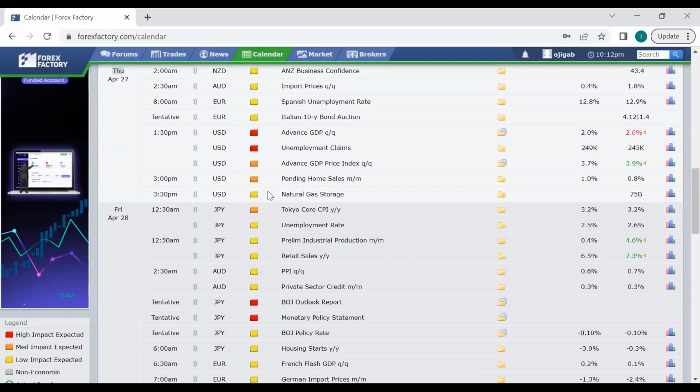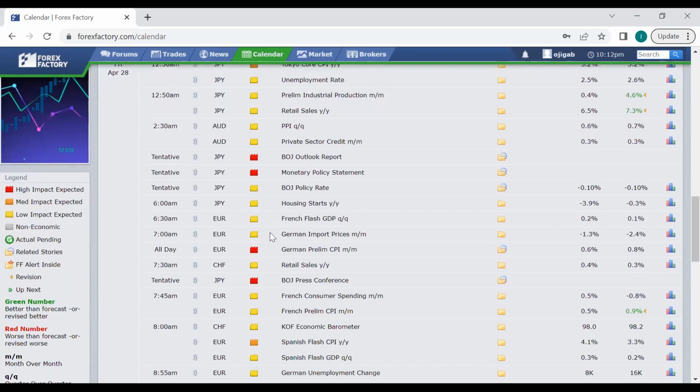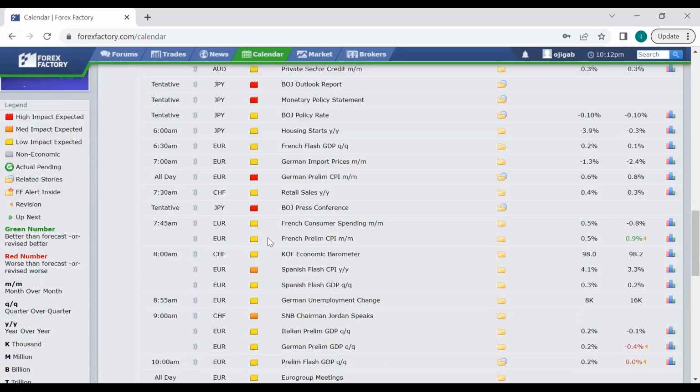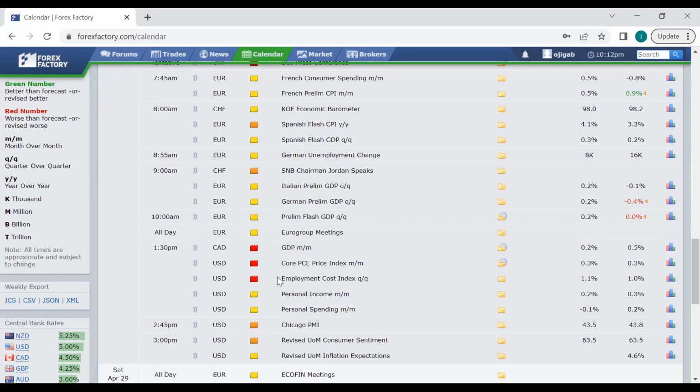And on Friday, pretty much clear news except for news that could affect the Japanese yen. And then we have another important news, which is the German prelim CPI to affect the euro on Friday. And then for the Canadian dollar, we also have the core PCE price index, very important news to affect the US dollar. And then we have the GDP to affect the Canadian dollar.